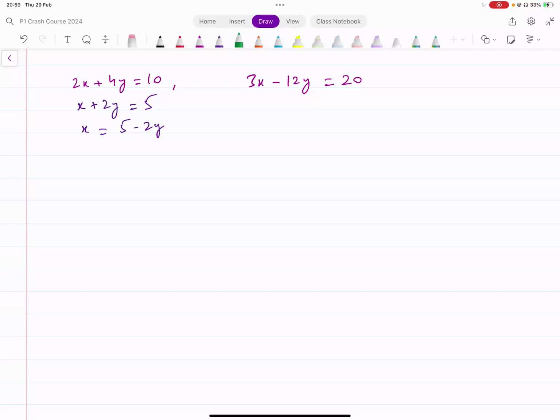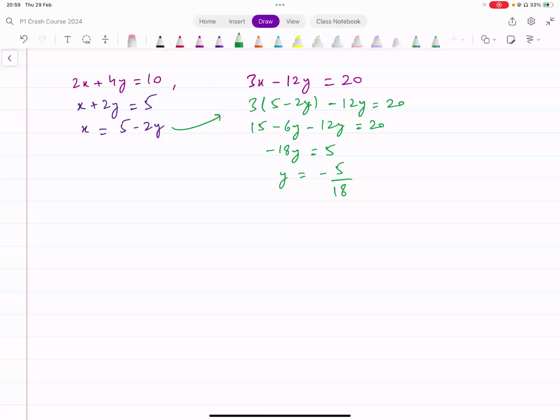So that's going to make things easier for you. Put this in the other equation. In place of x, put 5 minus 2y. And what does that give you? 15 minus 6y minus 12y equals 20. You solve this equation, and then you have minus 18y equals 5, and y equals minus 5 over 18. That's the value of y that I'm getting.